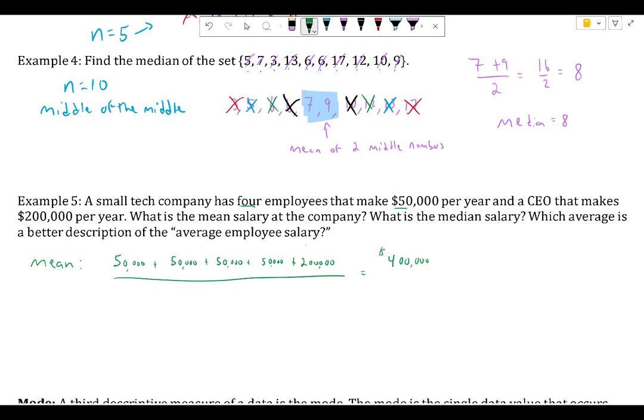would be a total of 400,000. So total income or total salary for these employees is 400,000, and we know that we have 5 of them. We have 4 that make 50,000 plus the CEO gives us 5. So the average or the mean, sorry, I slipped up. The mean salary for all of these employees would be $80,000 per year.